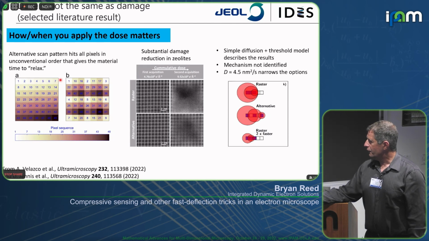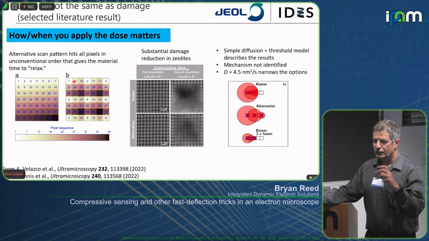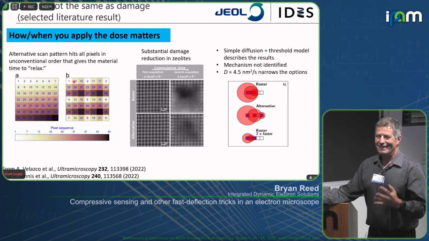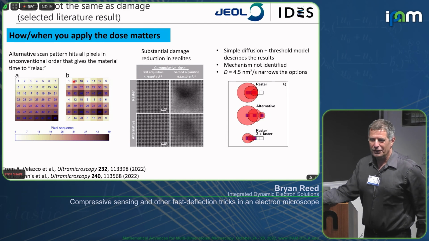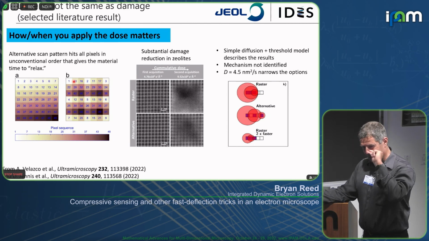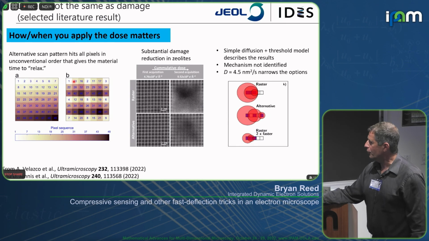And in fact, this work, which came out of Joe Verbeek's group, actually showed that it's modeled quite well by the simple diffusion plus threshold model. So you scan conventionally, and you're just pushing the propensity for damage forward as you move on, and just accumulating, and you're going to mess up the sample a whole lot more.